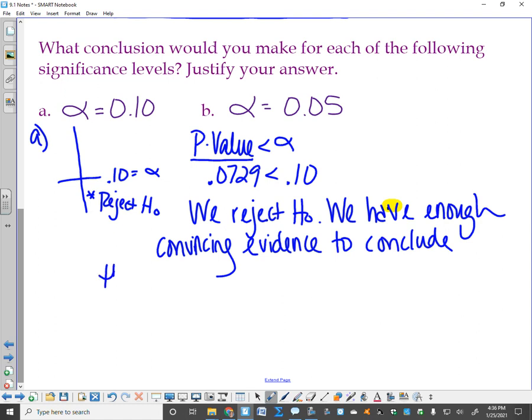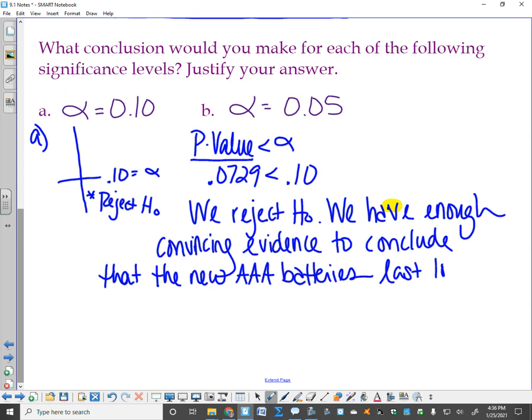To conclude that the new AAA batteries last longer than 30 hours. For some reason, I'm just going to put this on average because you know there's going to be one or two that don't. Okay.